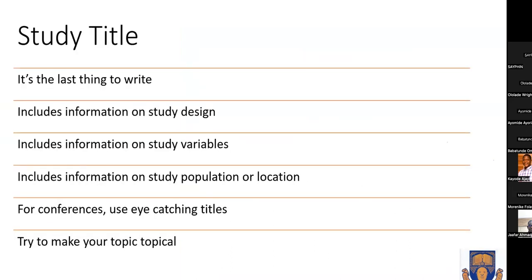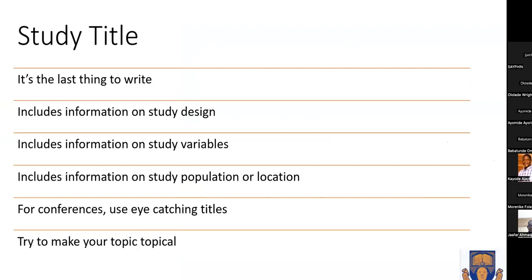And the last thing you do after that is the study title. You have done that. Of course, there might be a study title that starts, but then you now start to pull it together. It's the last thing you write. And anytime you write your study title, it must contain the study design, your study variable, your study population, the location. This is when it comes to manuscript writing; it is very precise.